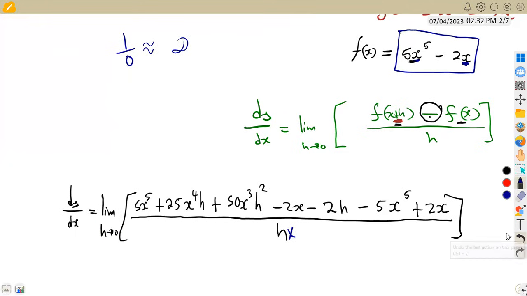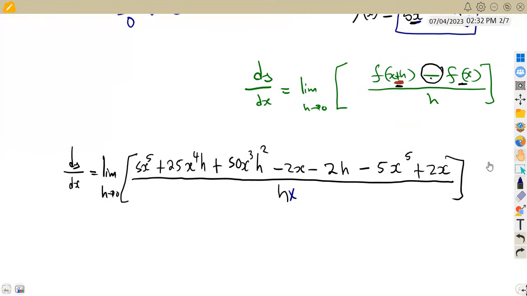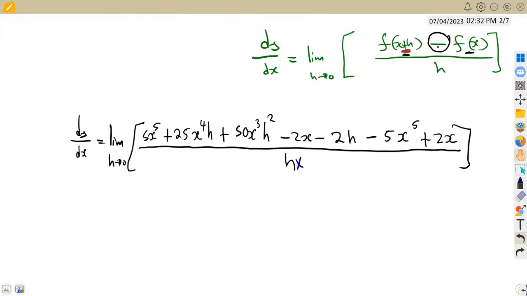So we have to get rid of this h first for us to apply the limits. What you need is to first simplify the top part of your expression. Here we can see that they are like terms, 5x to the exponent of 5 and 5x to the exponent of 5, minus 2x here and plus 2x. So minus 2x plus 2x cancels. Still, you are going to see that you are remaining with the h in the denominator because this has not cancelled.